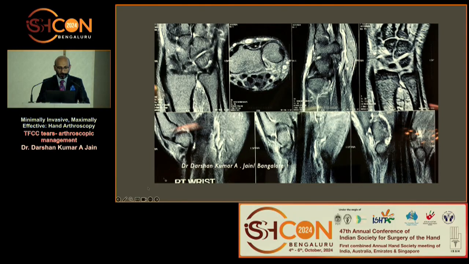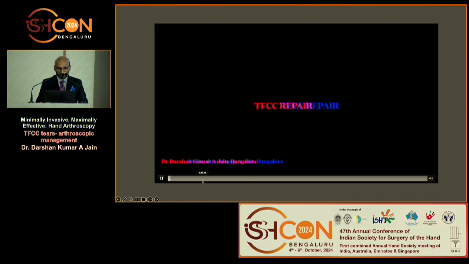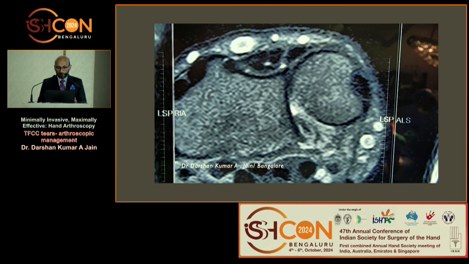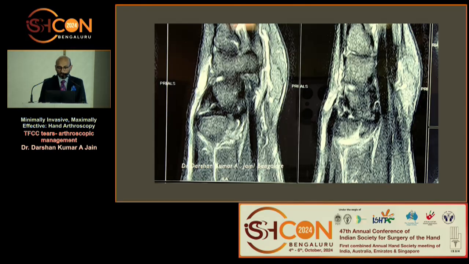So this chap had come to us with a lot of pain, and it was still persistent. We managed conservatively for almost 2.5 months. Then we did his MRI, and you see some soft tissue interposition here at the dorsal border or the rim of the DRUJ. Essentially still painful. Supination was restricted for this chap.